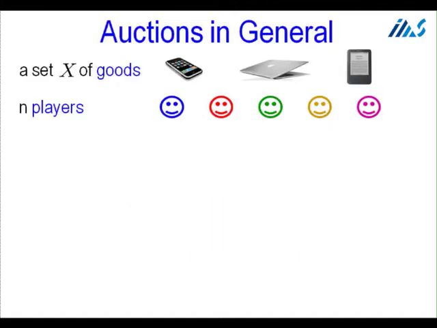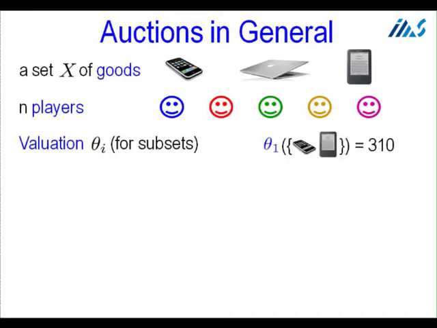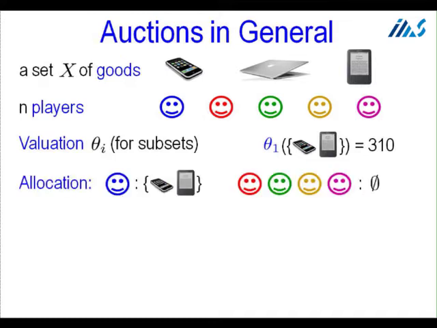But first of all, let's briefly go through what an auction is. So as you know, in general, an auction has some items on sale, and there are n players participating. The players have valuations. Each valuation is a function mapping from subsets of the goods to, say, integers. For example, the blue player may value the iPhone and the Kindle at $310. Now, an allocation is just a partition of the goods among the players, but some goods are allowed to be unsold. For example, here the blue player gets the Kindle and iPhone, and all the other players get nothing.